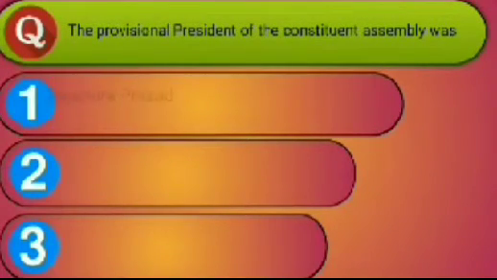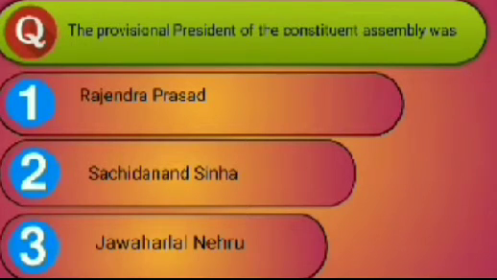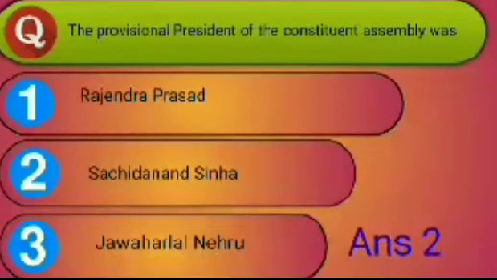Provisional President of the Constituent Assembly was Rajendra Prasad, Sachidananda Sinha, Jawaharlal Nehru. Answer: Sachidananda Sinha.